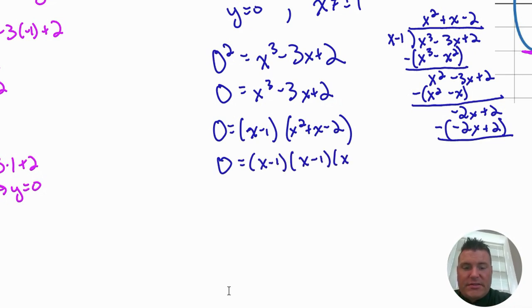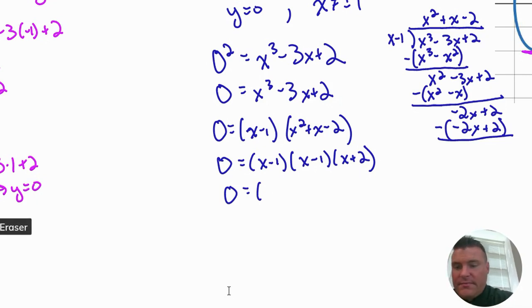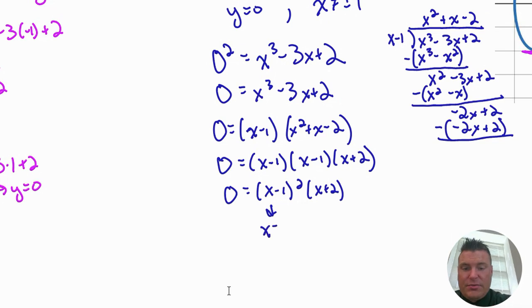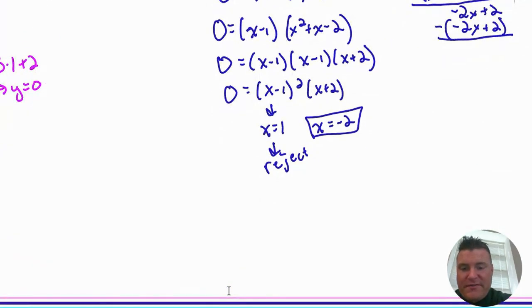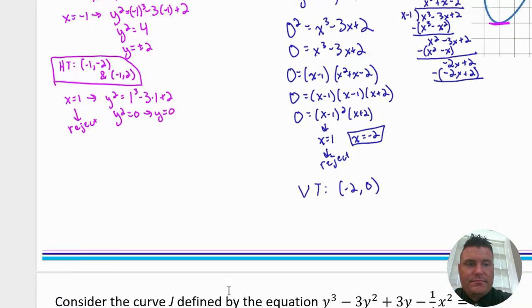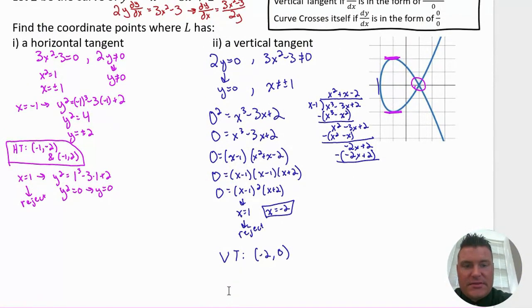x minus 1, x plus 2. So this I can rewrite as x minus 1 squared times x plus 2, which gives me x equals 1, which I know is a no-no, and x equals negative 2. So we're going to reject this, and we're going to accept this. So we're going to have a vertical tangent, VT for vertical tangent, at negative 2 comma 0. If I zoom on out, you can go ahead and see that this is indeed a vertical tangent right there.